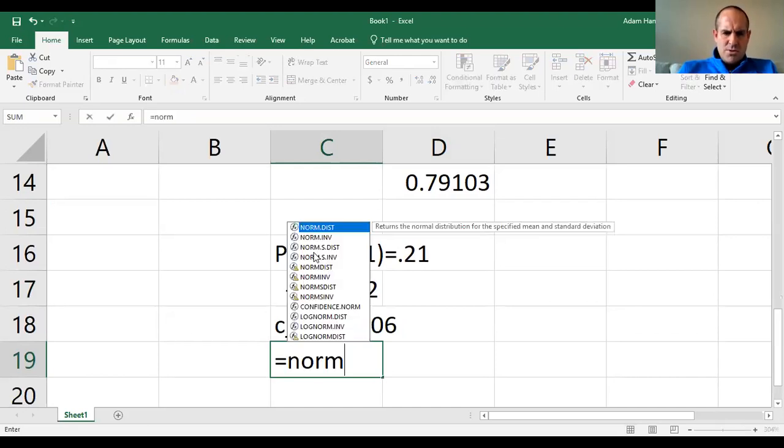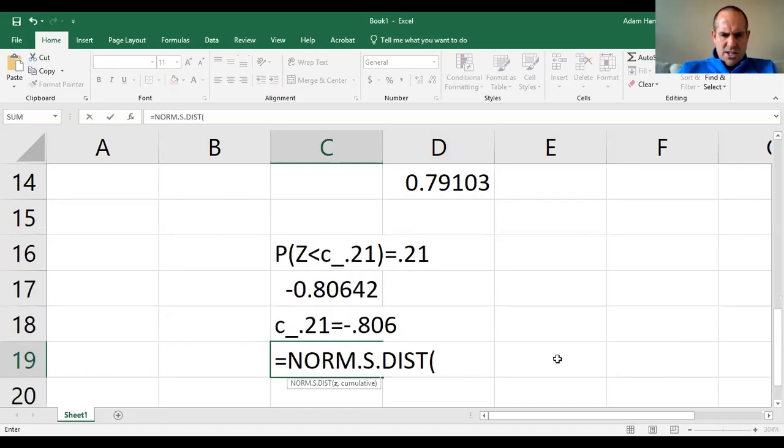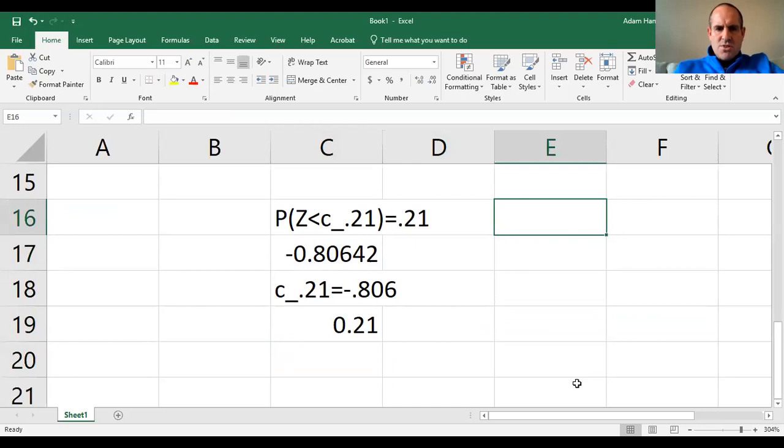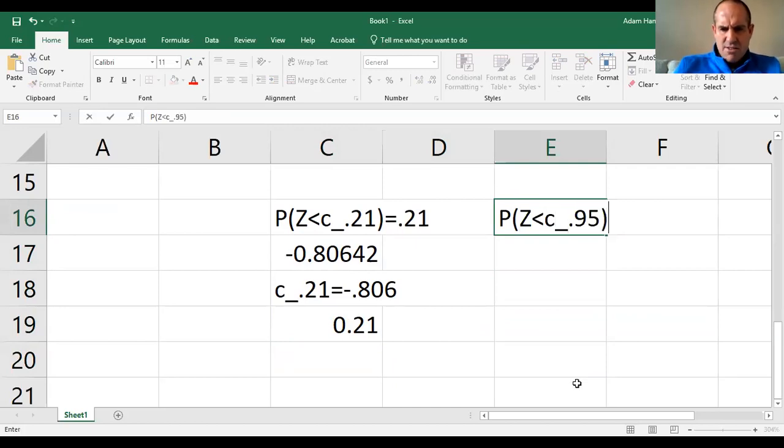You can check it out here. Equals normal standard distribution. I'll just select this thing like this. Oops, I want to put 1 for cumulative. And indeed, I get 21%. What about the 95th percentile? The probability that Z is less than C sub 0.95 should be equal to 0.95, 95%.